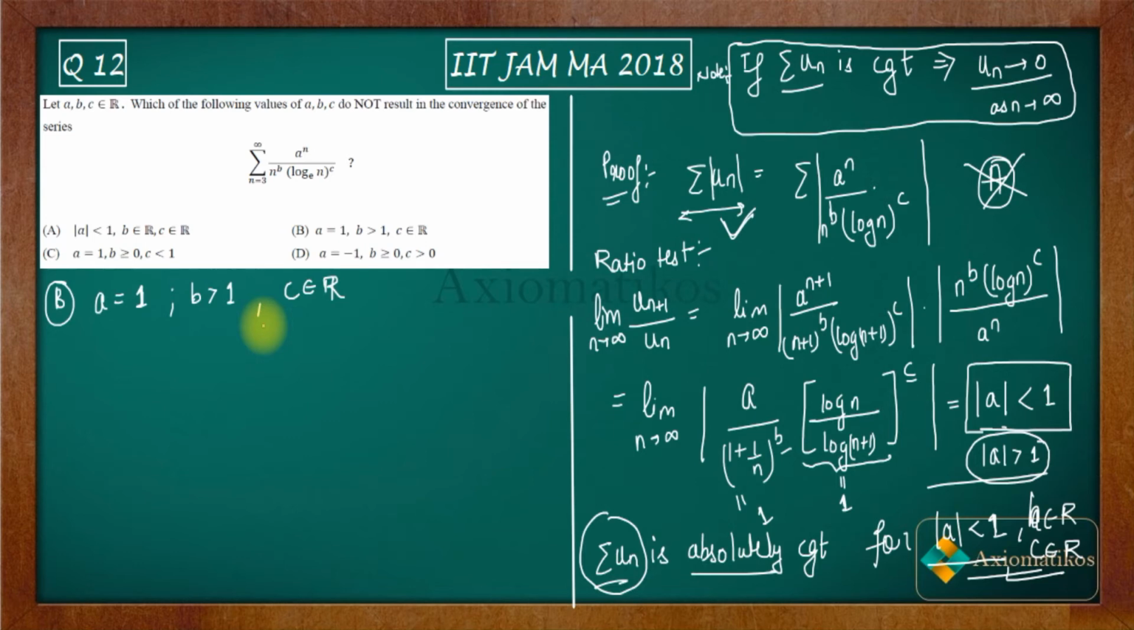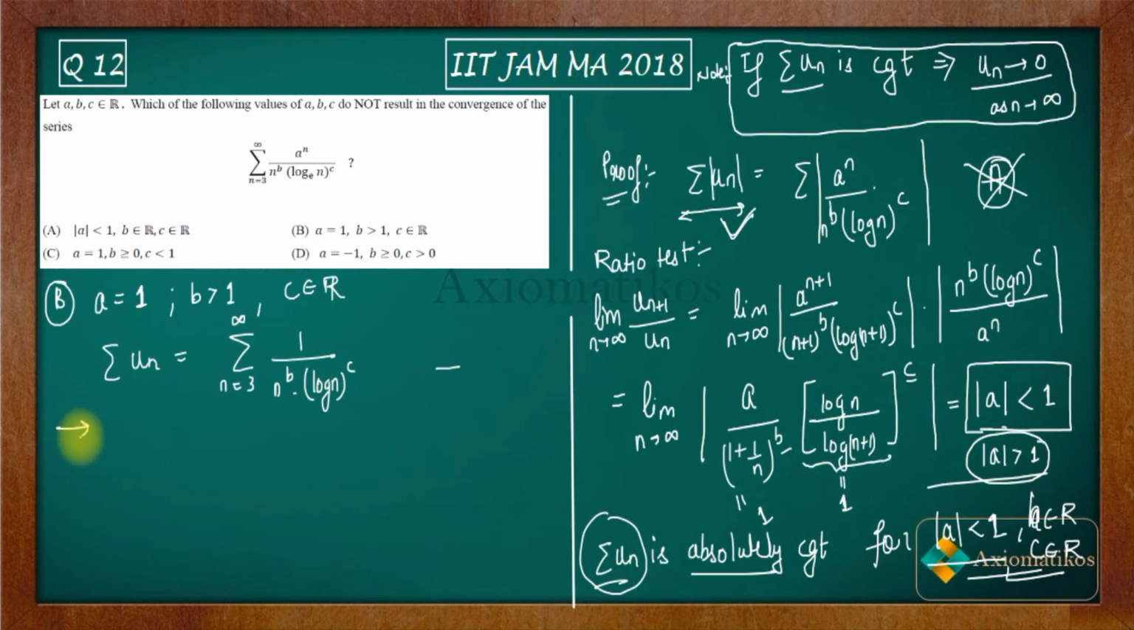All right. So see, if A is 1 and B is a number greater than 1, then what will happen? This series will turn out to be the summation of un, which is the summation of 1 by n to the power b times log n to the power c, with n moving from 3 to infinity. This is what you will get. All right. So now we will take two cases here. The first case will be if c is positive. If c is positive, then you can easily prove this. Also, if c is equal to 0, then also you can easily prove it.